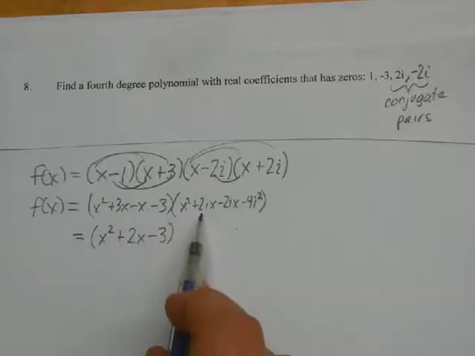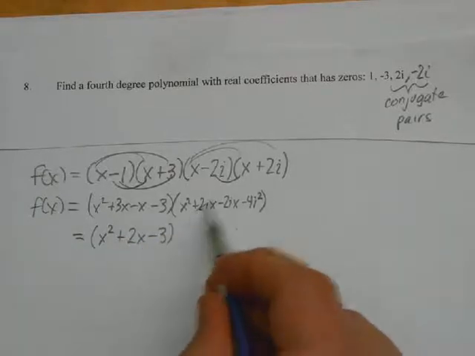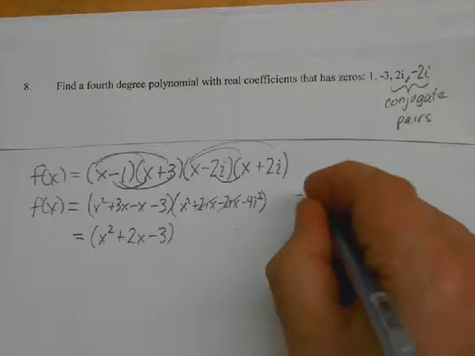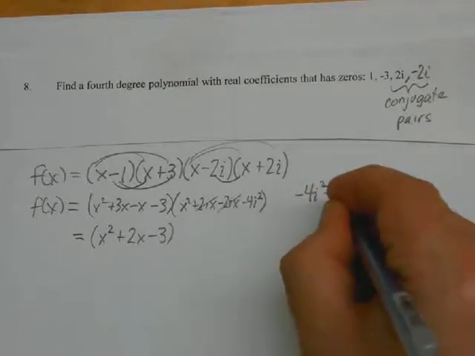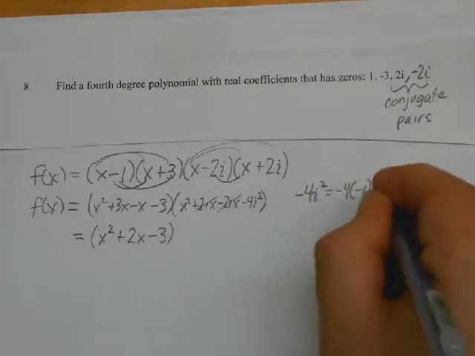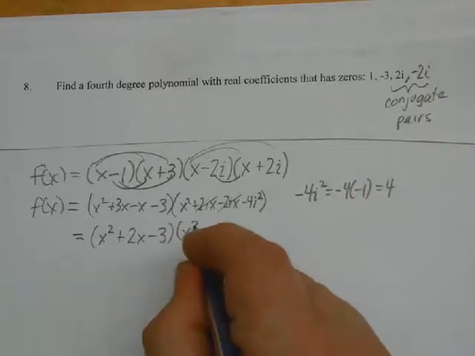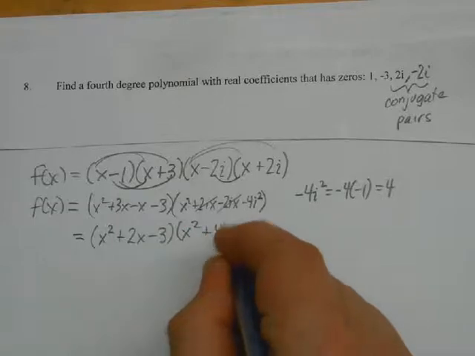Now notice over here that the 2ix and negative 2ix cancel out. I know that negative 4i squared is equal to negative 4 times negative 1, or positive 4. So this ends up being x squared plus 4.